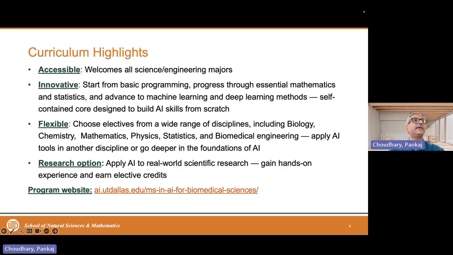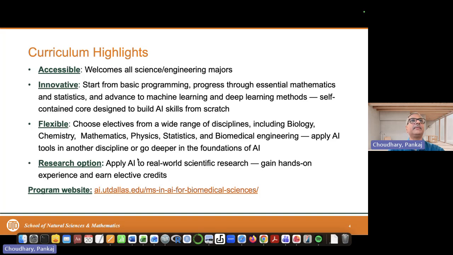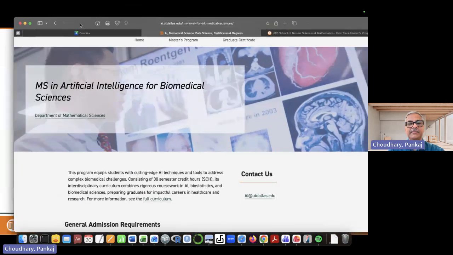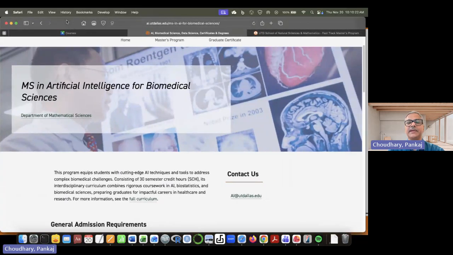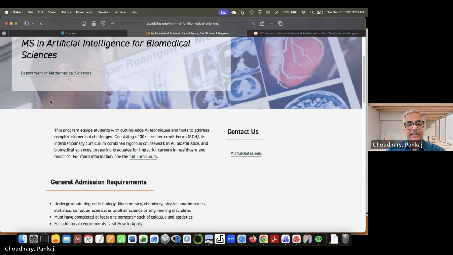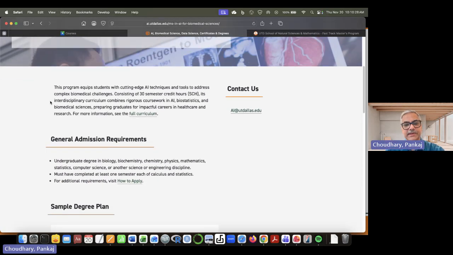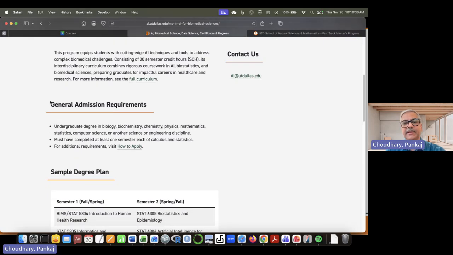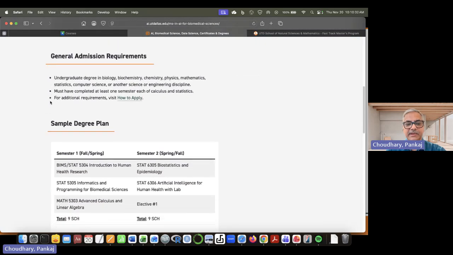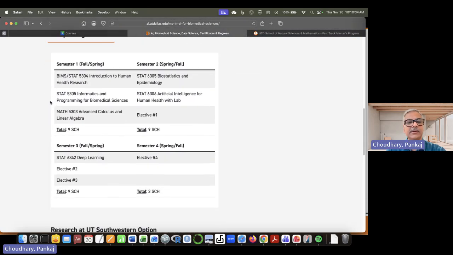So I have this website ready here. Okay, maybe I can click here. It may be faster. And I have this website here. So let's go over this website. So this is the website for the program. And we go through general admission requirements, things that we already talked about. But let's focus on the curriculum of the program.